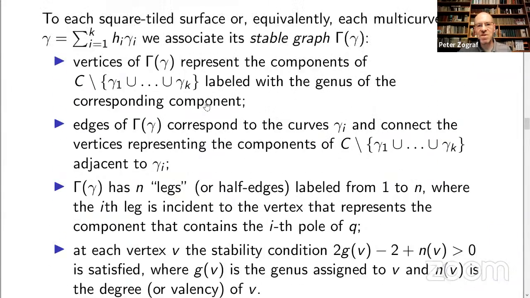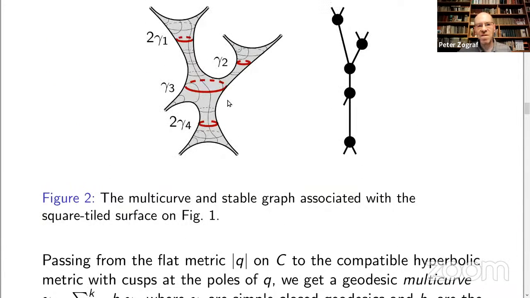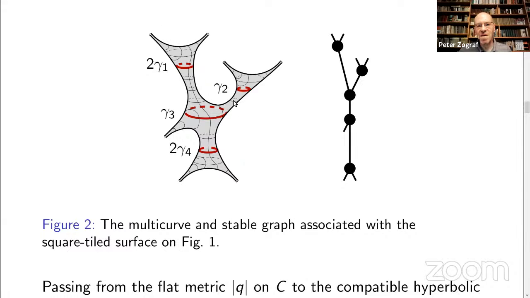So on this picture, the multicurve and the corresponding stable graph, all labels at vertices are equal to 1. There are 4 edges and 7 legs.